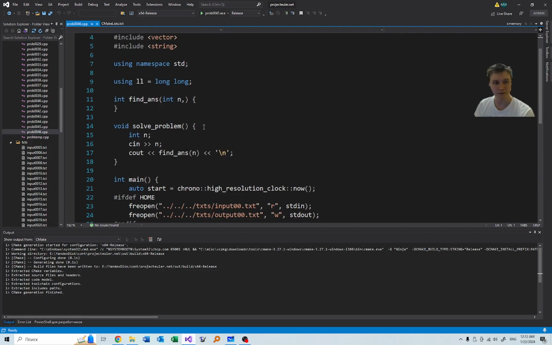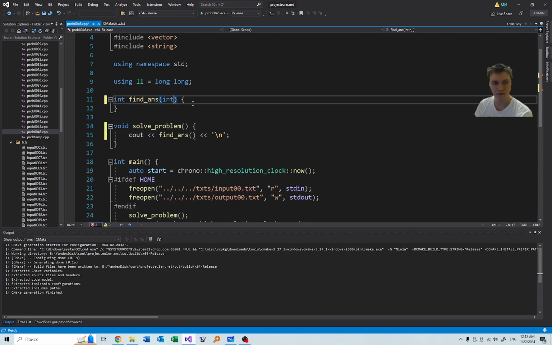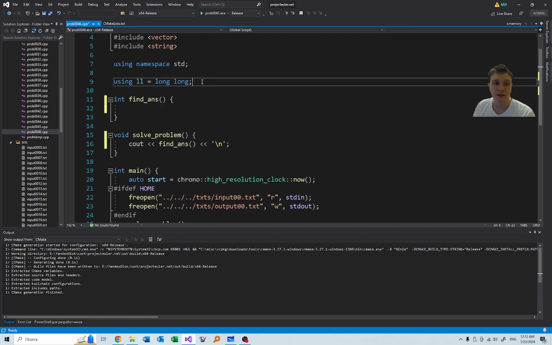But let's go. So no input. How do we do it? To do it, we need to find a lot of prime numbers and a lot of squares. And we need to make a convolution, some sort of convolution.